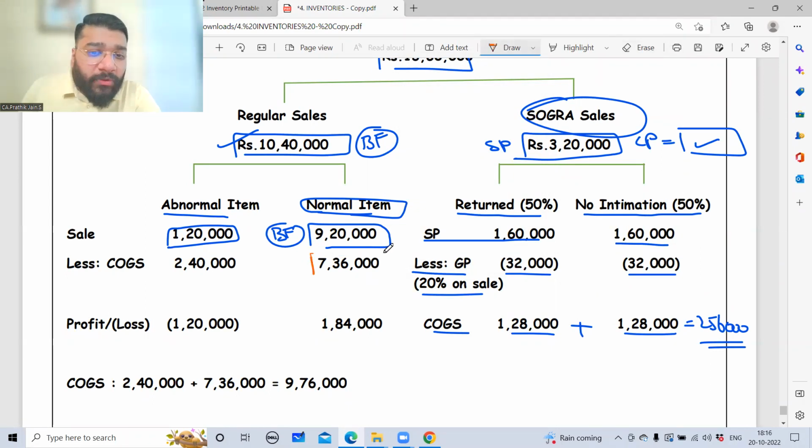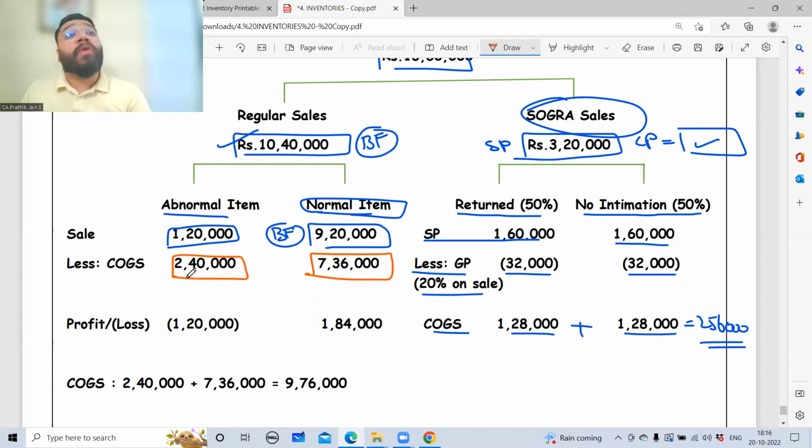The cost of the goods sold, normal item, is 736. How did we get it? 920 minus 20% is 736. The cost of goods sold for the abnormal item is 240, very clearly given in the question. So both of these are the cost of the goods sold, normal and abnormal item, put together.